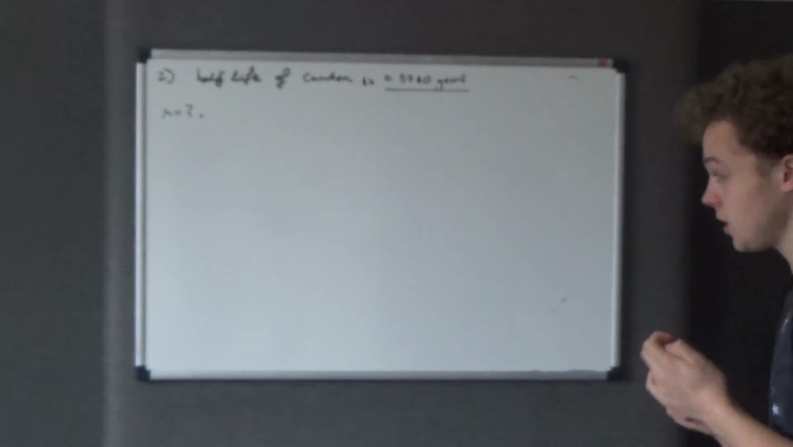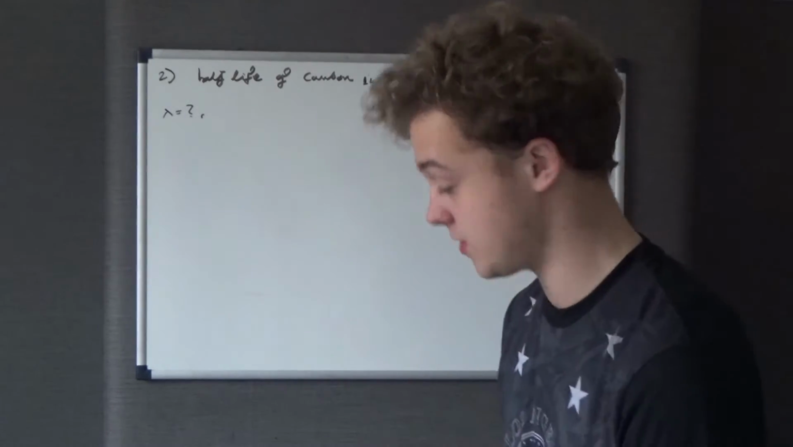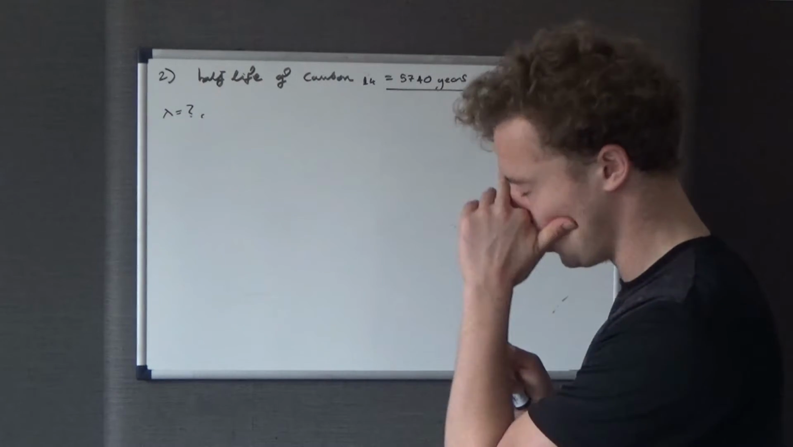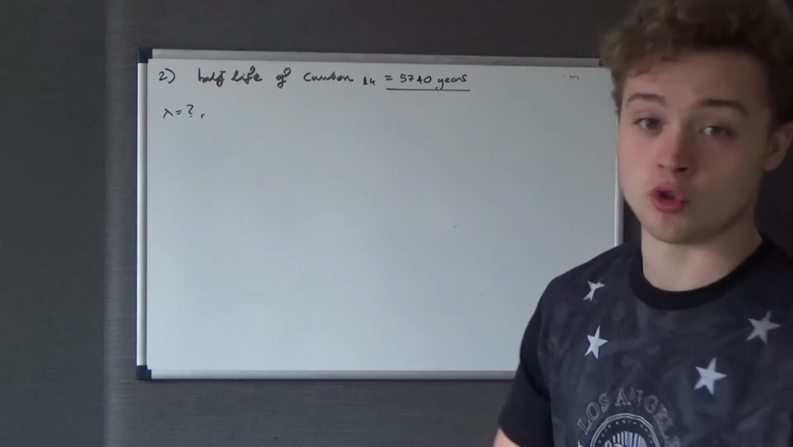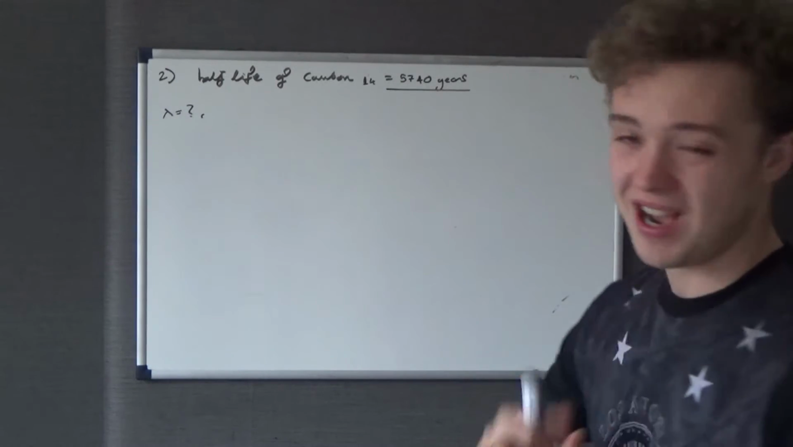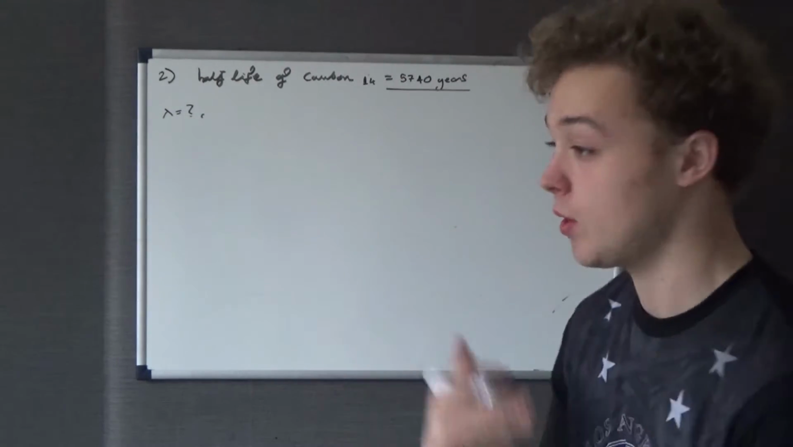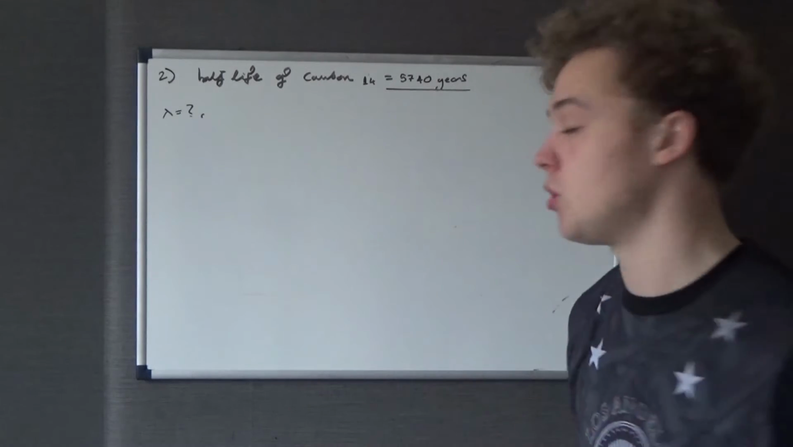Okay, so the first bit of information we're told is about half-lives. In particular, the half-life of carbon-14, which is 5,740 years. And we're asked to work out the decay constant. Now, there's a quick way of doing this, and the way the equation is built, I will come up with the answer to that in another video.